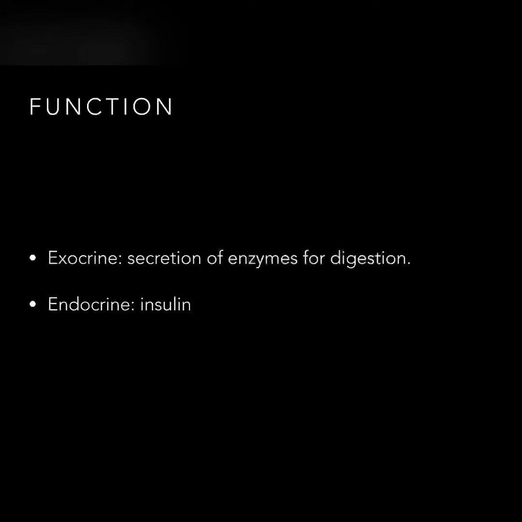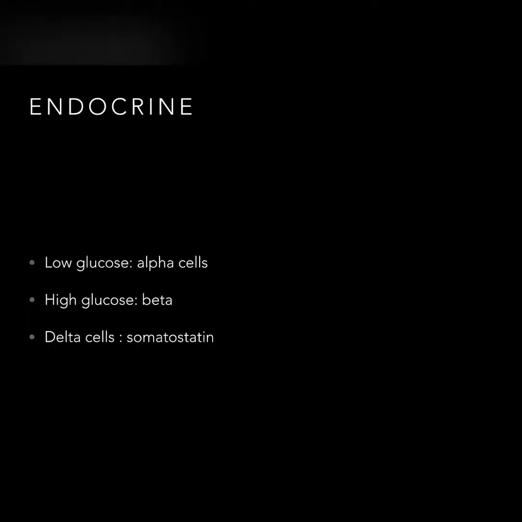Now let's talk briefly about the functions of our pancreas. Our pancreas has both exocrine and endocrine function. Endocrine function deals with the secretion of insulin and other substances within the pancreatic islet that will help in controlling blood sugar and metabolism within the body.